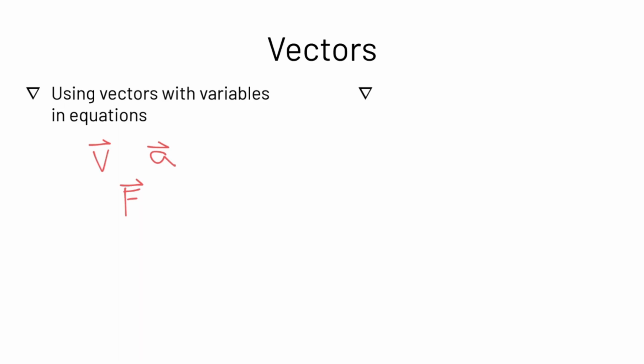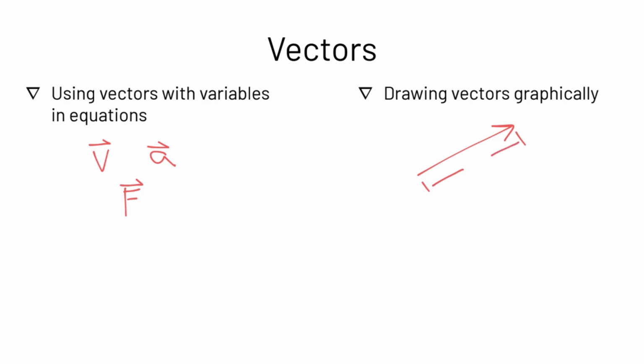And then if we wanted to draw a vector, so drawing vectors graphically, we have an arrow. It has the length of the arrow, so how long the arrow is. This length, L, let's call it, is the magnitude of the vector. And the direction that the vector is pointing in is its direction.